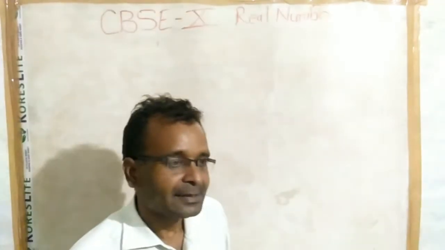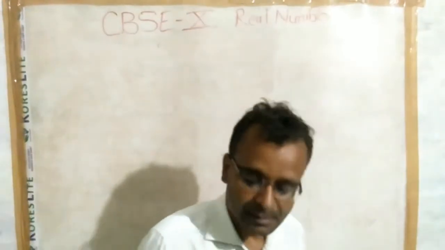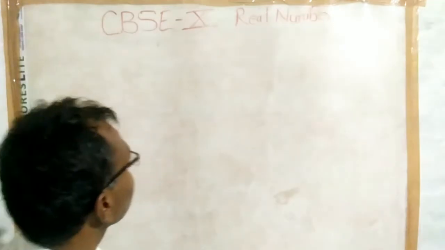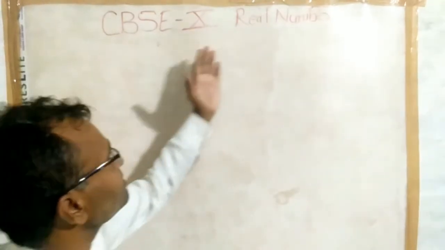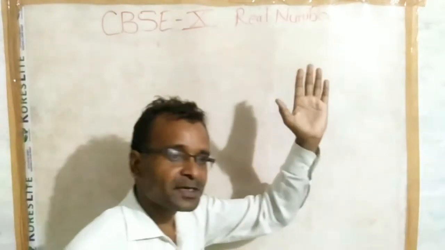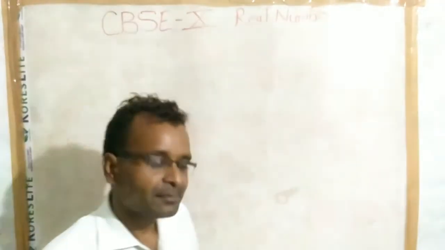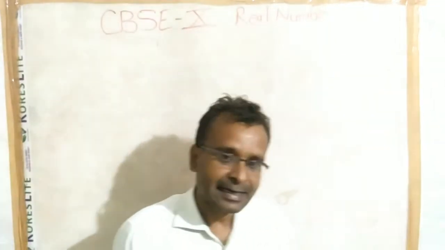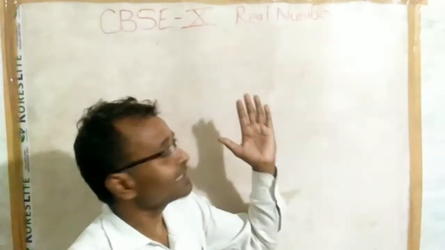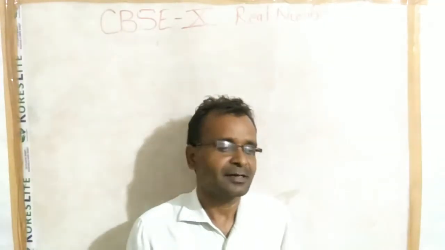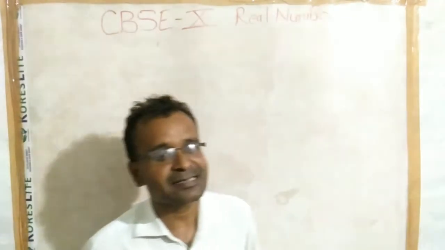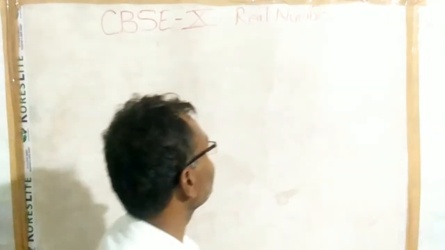Students, in the last session we studied chapter first, Real Numbers, and the topic was Euclid division lemma. But once again we will revise it, and after it we will start our next exercise 1.1 from chapter first.